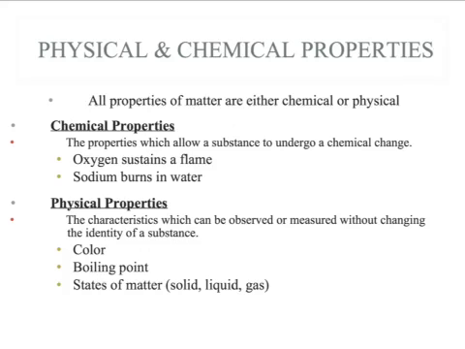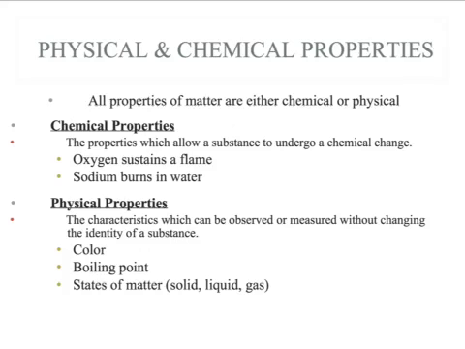If you're talking about a chemical property, you're basically talking about a property that allows something, a substance, to undergo a chemical change. So we're talking about bonds. So for example, oxygen sustains a flame. That's a chemical property. Sodium burns in water. That also is a chemical property.